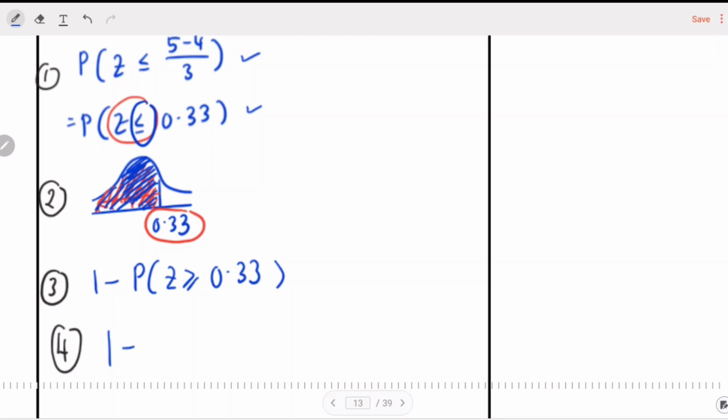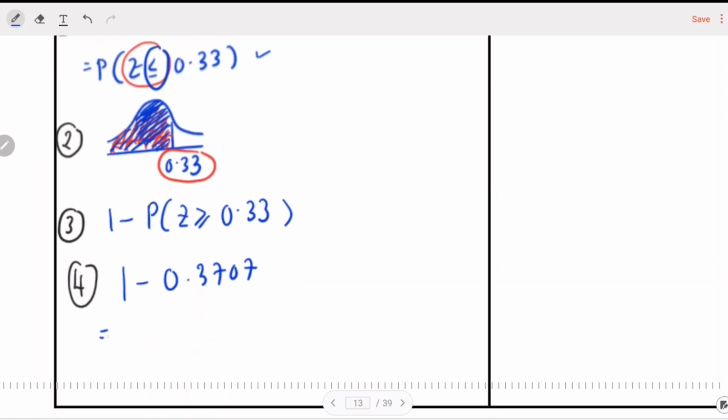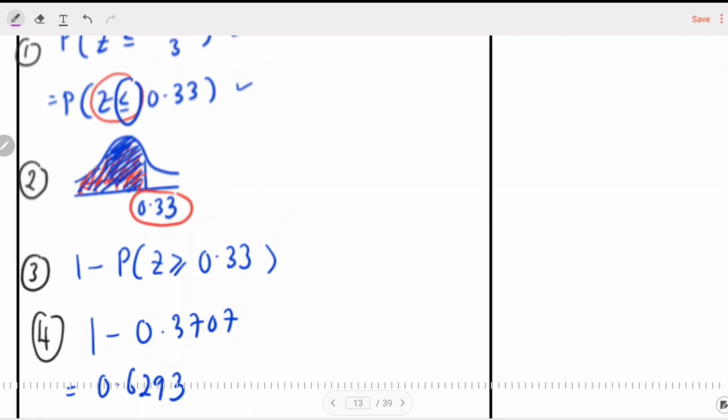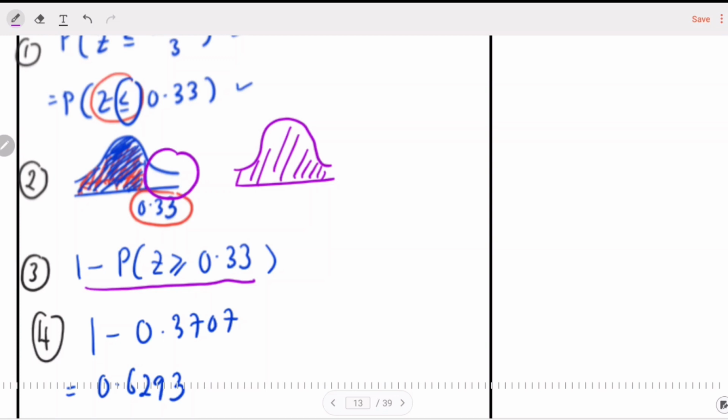So if you take a look at the standard normal table, you're going to get the value 0.3707, which will be equal to 0.6293. So if you wonder why we need to put 1 minus probability z greater than or equal to 0.33, 1 means the total area under the bell shape. And we don't want this part here, which is the area for z greater than 0.33. That's why we need to put it minus here.